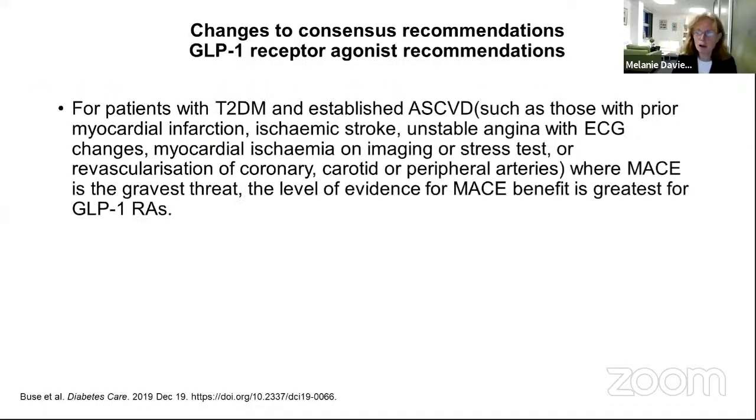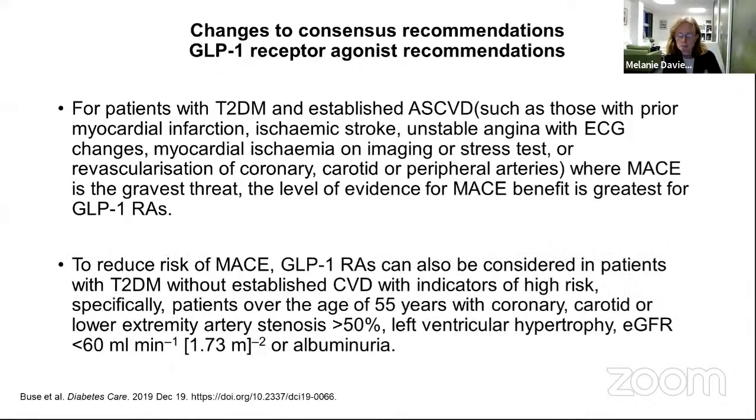In terms of the GLP-1s, the consensus is that there's slightly greater evidence for GLP-1s where MACE is the gravest threat. So in terms of MI or stroke or peripheral arterial disease, the GLP-1s have the better evidence. And because of the REWIND data, we also included those patients with subclinical disease, which were picked out in that study, such as left ventricular hypertrophy and also 50% stenosis in coronary, carotid or peripheral arteries.